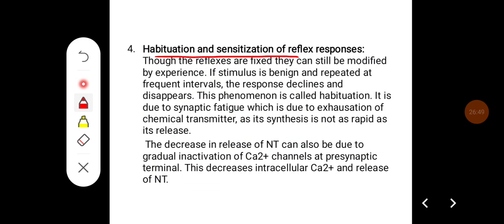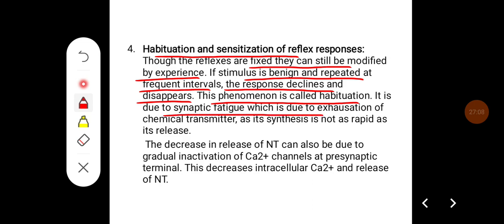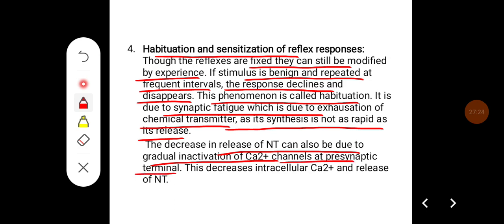Habituation and sensitization of reflex responses. Though the reflexes are fixed, they can still be modified by experience. If the stimulus is benign and repeated at frequent intervals, the response declines and disappears. This phenomenon is called habituation. It is due to synaptic fatigue, which is due to the exhaustion of the chemical transmitter, as its synthesis is not as rapid as its release. The decrease in the release of neurotransmitter can also occur due to the gradual inactivation of calcium channels at the presynaptic terminal. This decreases the intracellular calcium and the release of neurotransmitter.